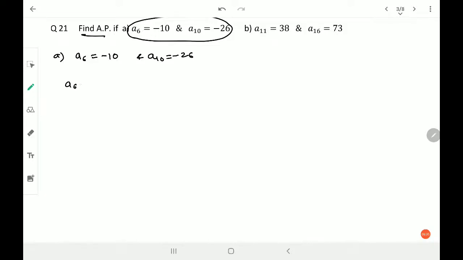What is A6? A plus 5D. Hope you know that. That means that is equal to -10. And what is A10? A plus 9D. Hope you know this. Is equal to -26. This is going to become equation number 1, equation number 2. If I wish to eliminate, I have to just subtract these two equations. So changing the sign of the next term, A gets cancelled. Hope you know that.